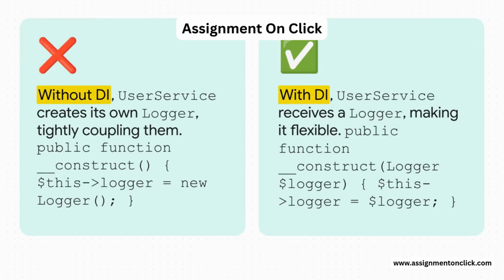And this slide shows the difference so perfectly. On the left, without DI, our user service is hard-coded to build its own logger. They're tightly coupled. But on the right, with DI, we simply ask for a logger in the constructor. We're essentially saying, hey, whoever is creating me, please just give me a logger to use. This makes our user service way more flexible and totally independent of how that logger gets made.